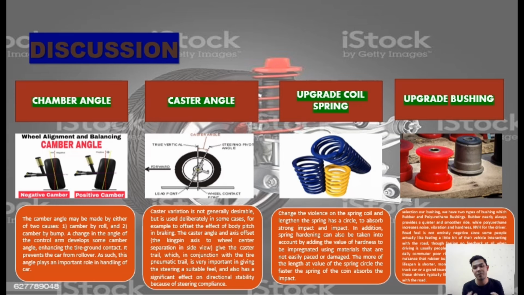For the future we have polyurethane bushing. It has a long maintenance interval, which is five years to maintain the component, and we also have a feel of the road.